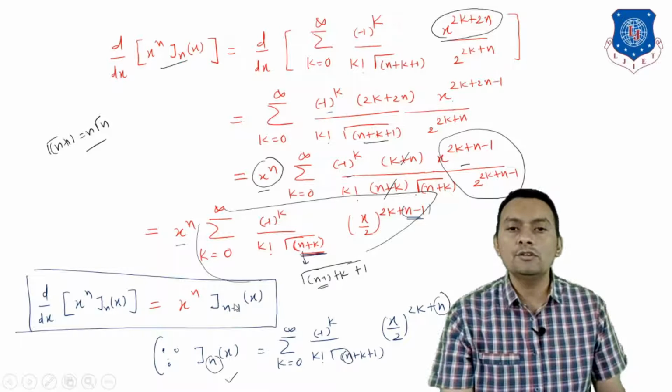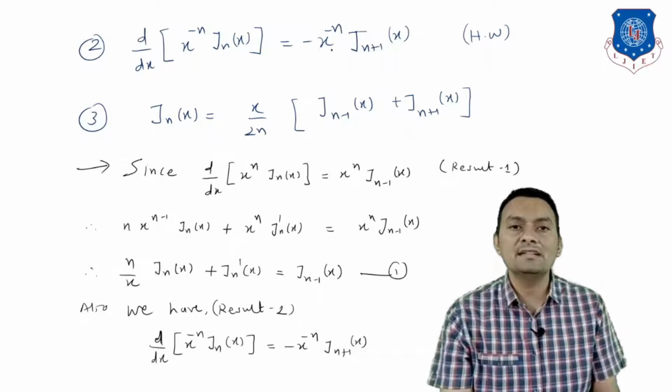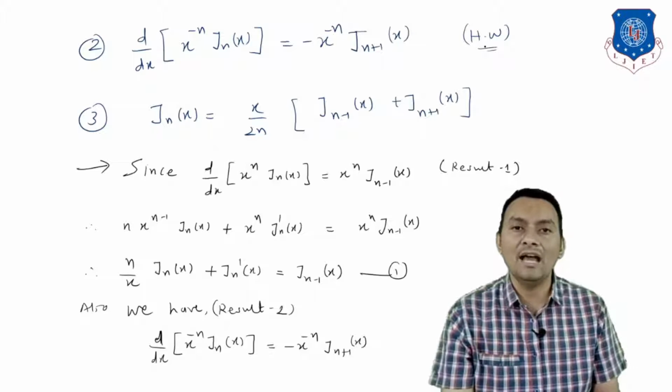Now moving forward to another property: d/dx of x^(-n) Jn(x) is equal to minus x^(-n) times J(n+1)(x). And that example you can do by yourself. You have to follow the same procedure that we have done in result number 1.